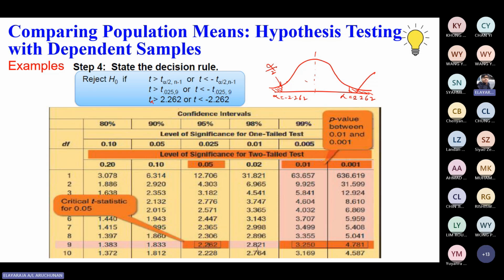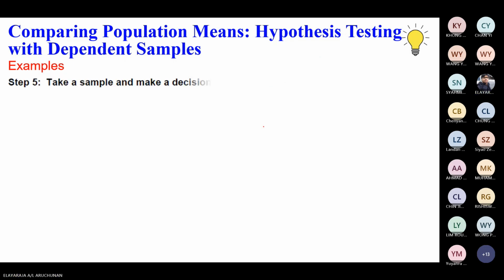Okay. So this is your p-value. The corresponding value is 3.58 at the significance level of 0.01. Okay, because we do not intend to just look for the significance value for this, we only need to know the t value. Okay, step 5, take the sample and make a decision.